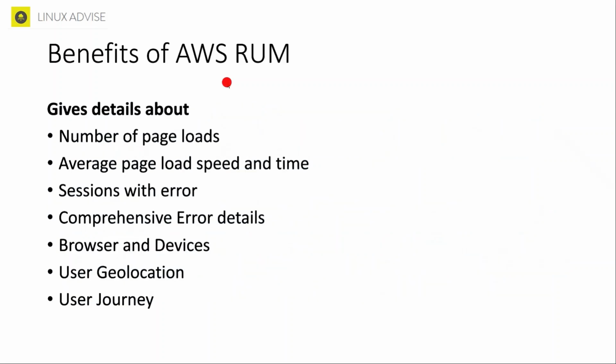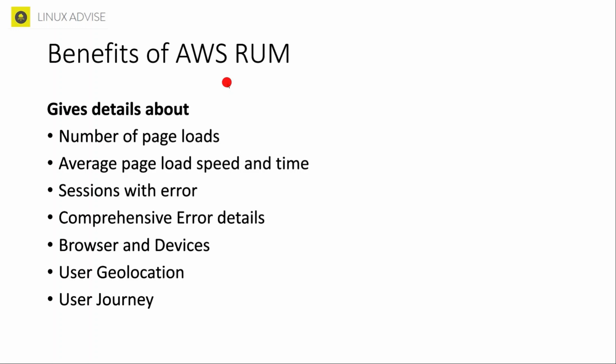So let's see what the benefits of using RUM are. It gives the number of page loads. You can select a time range, it may be 1 hour, 5 minutes, or it can be a month as well. The data can be stored in CloudWatch logs and can be viewed anytime. Then it also shows the average page load and speed, the sessions with errors, and comprehensive error details which help in troubleshooting and rectifying the error.